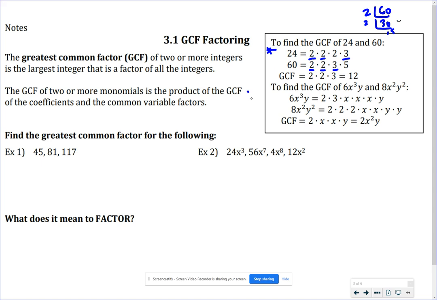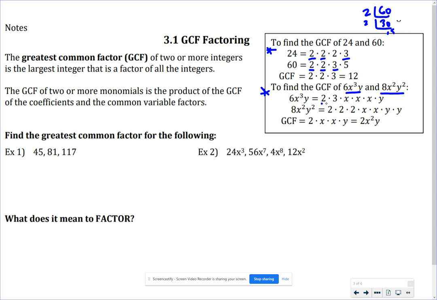If you are trying to find the GCF of monomials, 2 or more monomials, you look for the GCF of the coefficients, and then you look for the common variable factors, and you multiply those. So for example, if I wanted to find the GCF of 6x to the third y and 8x squared y squared, I will look at those in factored form. 6x to the third y is 2 times 3 times x to the third, which is x times x times x, and then I have an extra y. 8x squared y squared is, well, 8 is 2 times 2 times 2, and then x squared we have x times x, and y squared we have y times y.